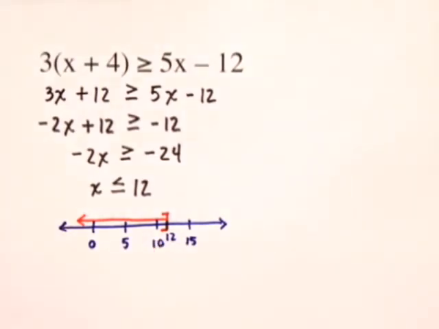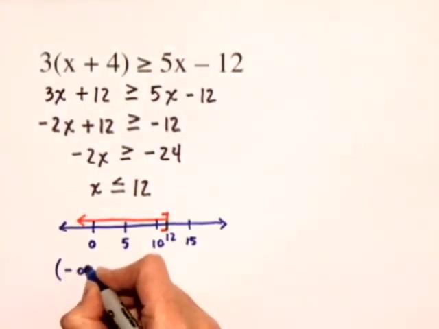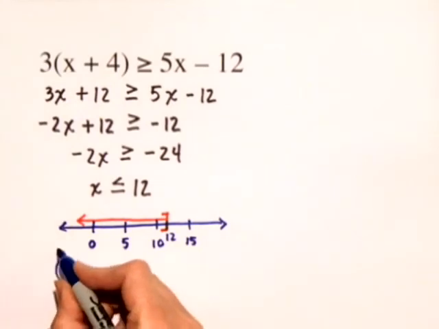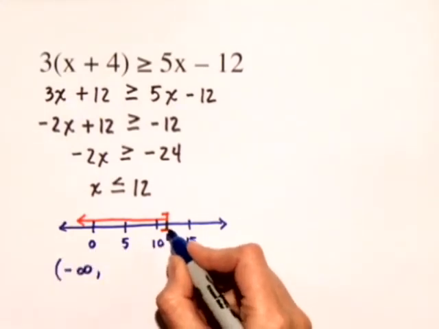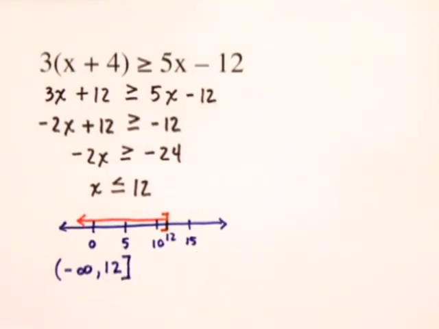Now, in order to write our solution in interval notation, we can simply look at the graph. One important thing to remember about interval notation is that you write it from left to right as you see it on the number line. Since this arrow goes all the way to negative infinity, then negative infinity is what I need to write first. And to the right, it ends at the number 12, including 12. So my solution in interval notation is from negative infinity to 12, including 12.